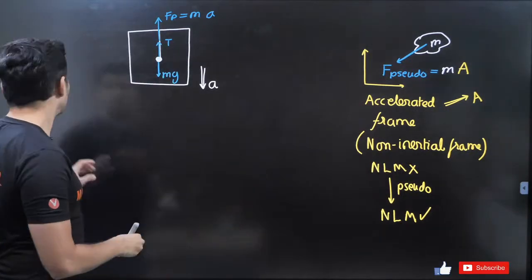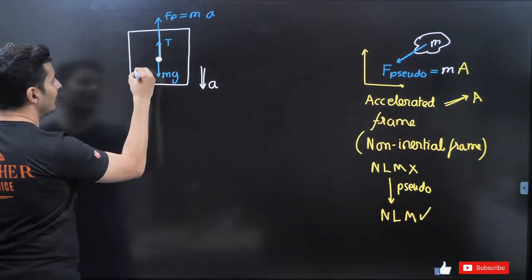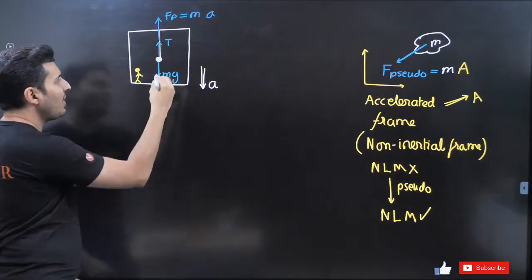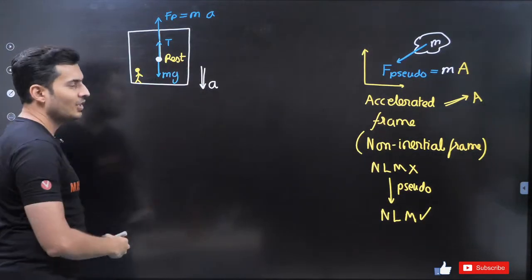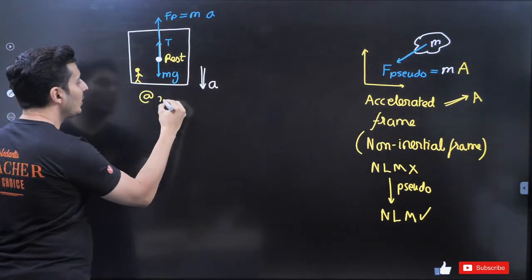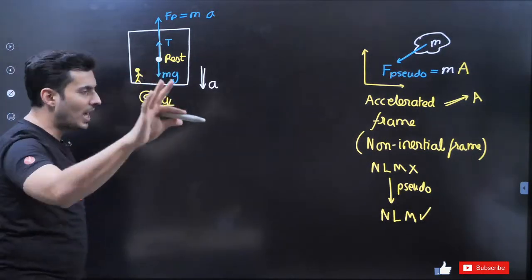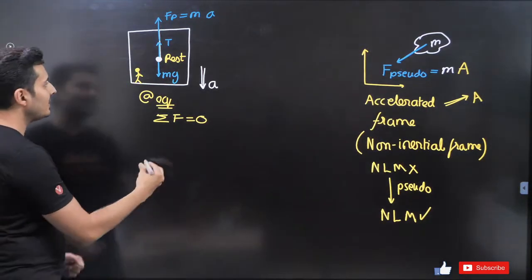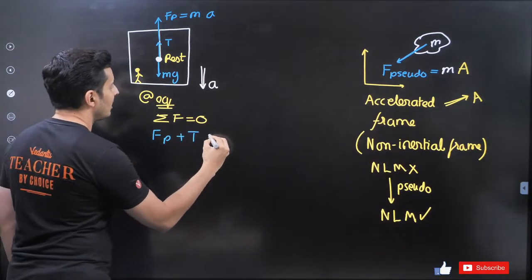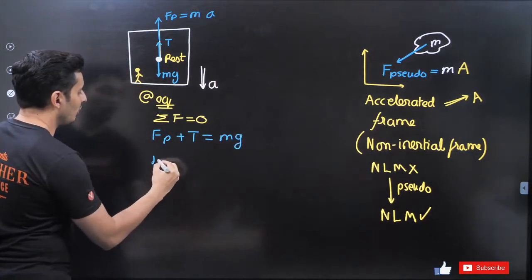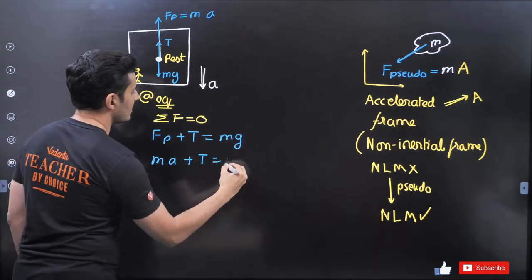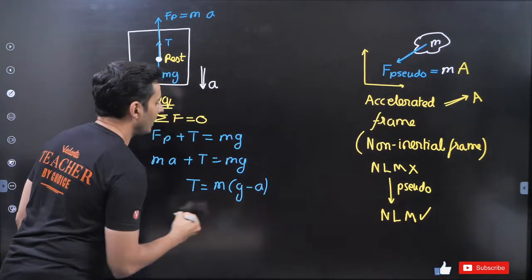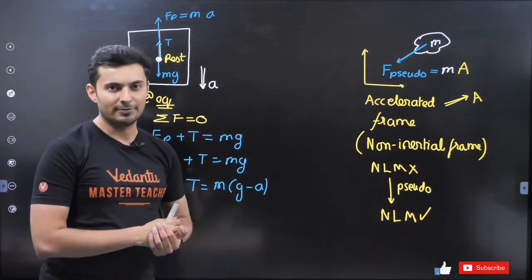Inside the lift, imagine Pandu sitting as an observer. For this observer, this mass is obviously going to be at rest, so it is at equilibrium. And at equilibrium, all the forces should cancel out each other. So I will easily say the pseudo force plus tension is equal to the weight. Pseudo force is mass into acceleration, so ma plus tension is equal to mg. So tension will be equal to m into (g minus a). That's how I can solve the problems on a lift.